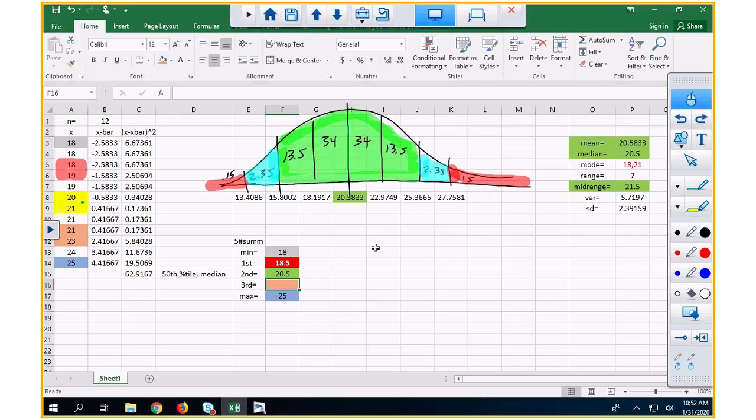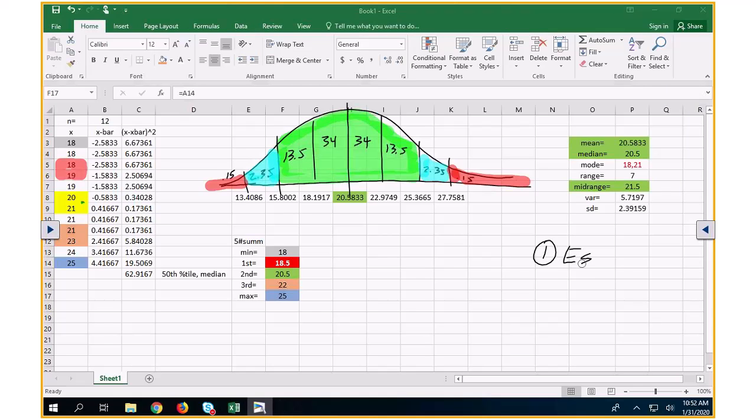All right, equals parentheses, this guy plus this guy divided by 2. And there's your 5-number summary. Now, what are you supposed to do with it? Well, number 1, to draw a box plot, establish your number line, using the min, the mid-range, and the max.